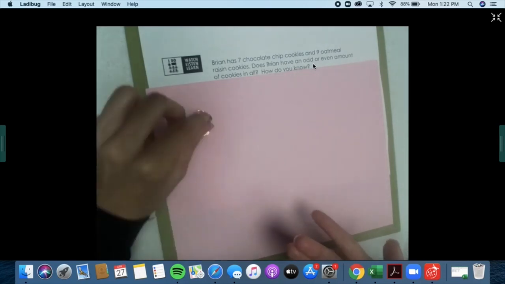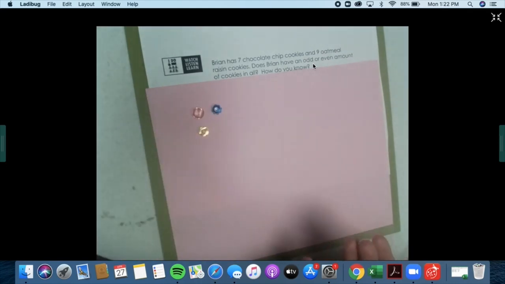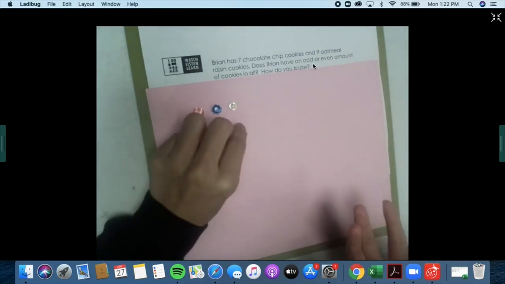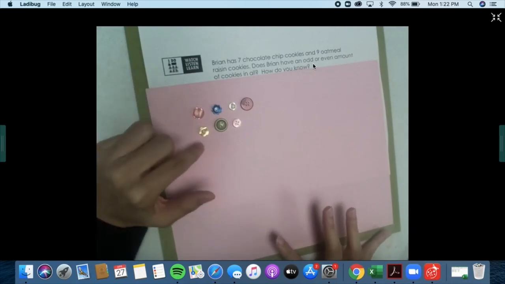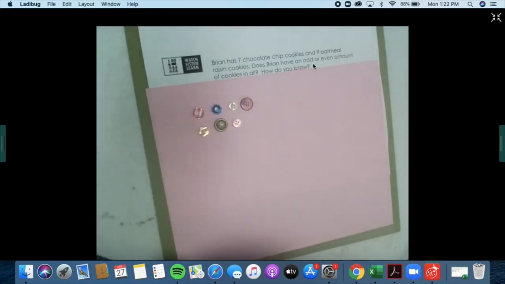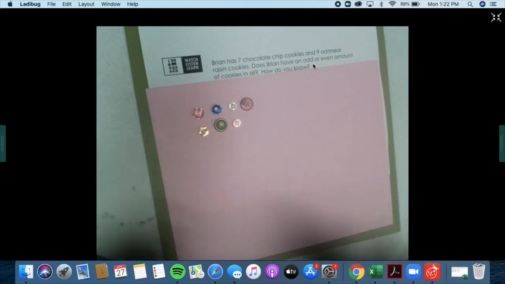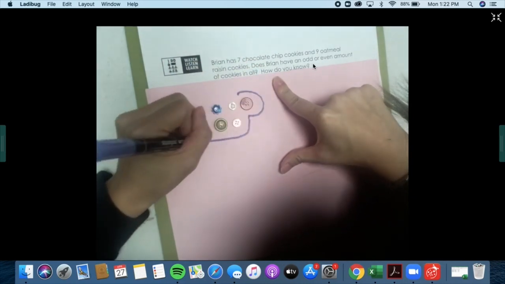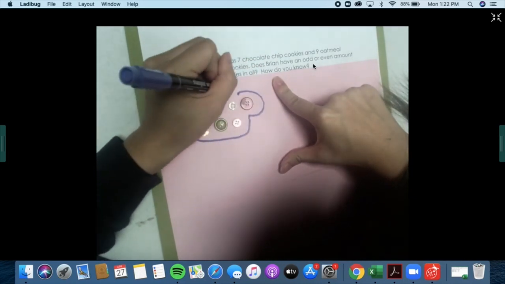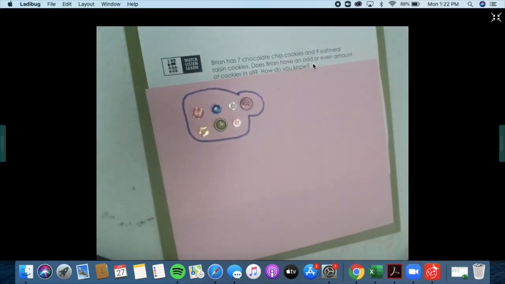Brian has 7 chocolate chip cookies. 1, 2, 3, 4, 5, 6, 7. Do you notice how when I was putting them down that I was also automatically giving them a pair? So this is 7 cookies, and I have 2 groups of 3 and 1 left over, meaning I have an odd number.